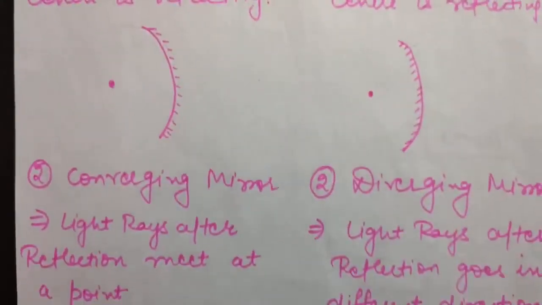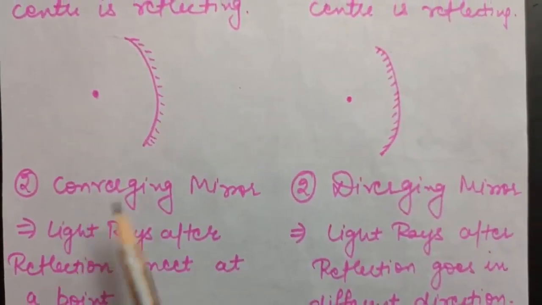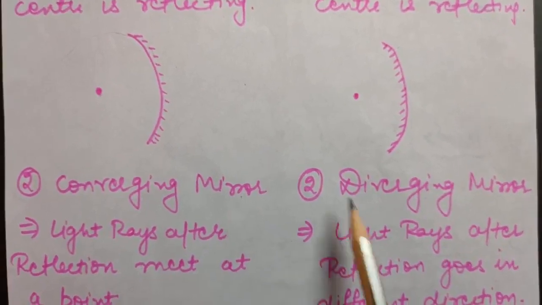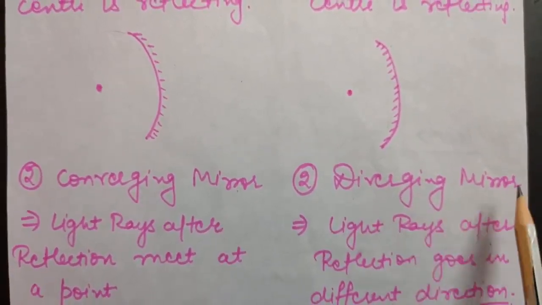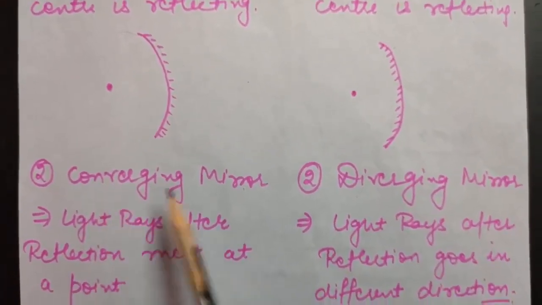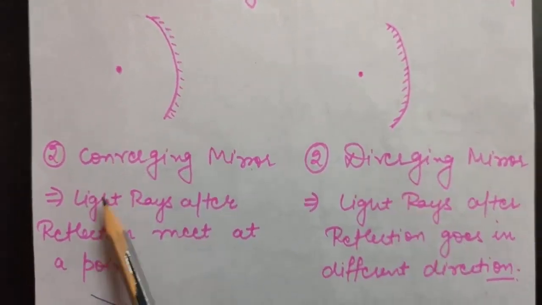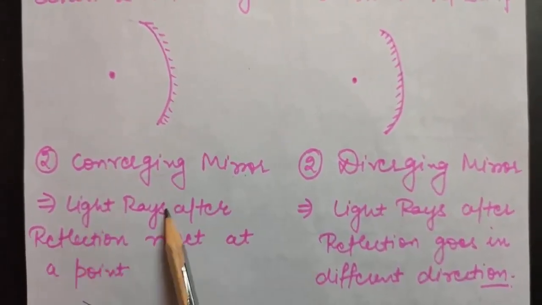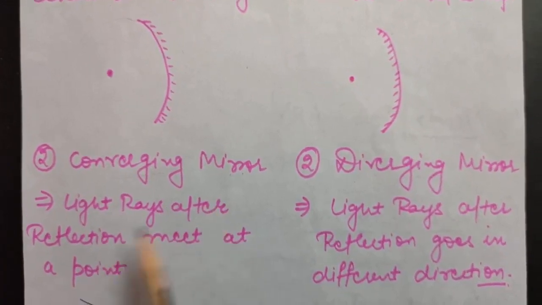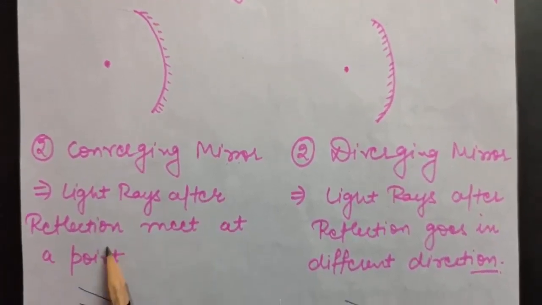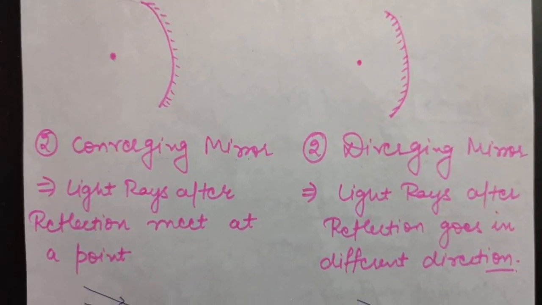Okay, so now the second point is that a concave mirror is also called a converging mirror and a convex mirror is also called a diverging mirror. So now what do we mean by converging and diverging? Converging mirror means that the light rays falling on the concave mirror, after reflection they will meet at a point or they will go in the same direction.